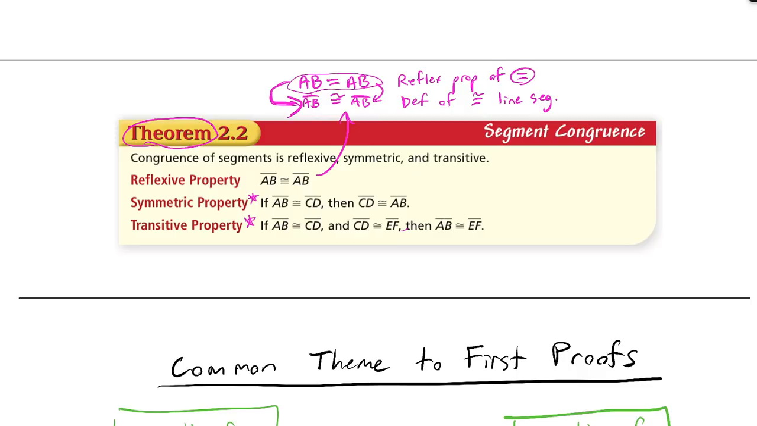Okay, but here's the big important idea. These are the only properties that we have with congruence. Literally, right? We're never going to use the symmetric property at all, but we are going to use the reflexive and the transitive property all the time. This is all you have with congruence.